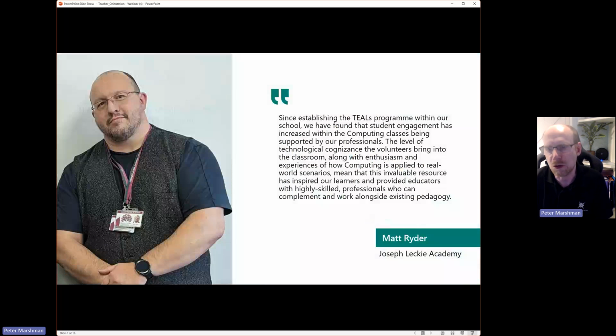So I want to now really think about this pilot and the impact that this has had already. So I introduce you to Matt Ryder, wonderful TEALS teacher at Joseph Leckey Academy in Walsall, and he's got a quote here. But I think the most important thing that I'd like to bring out of this wonderful quote is how by having volunteers in the classroom, it's really benefited from real world scenarios. And they've been an invaluable resource that have inspired the learners. And this is the benefit that the TEALS program brings.